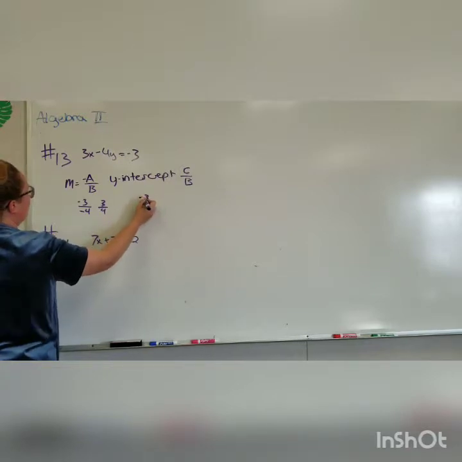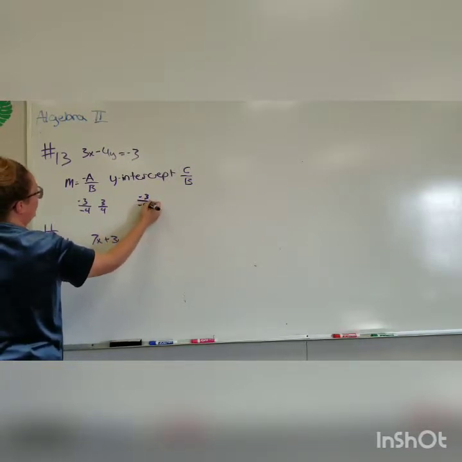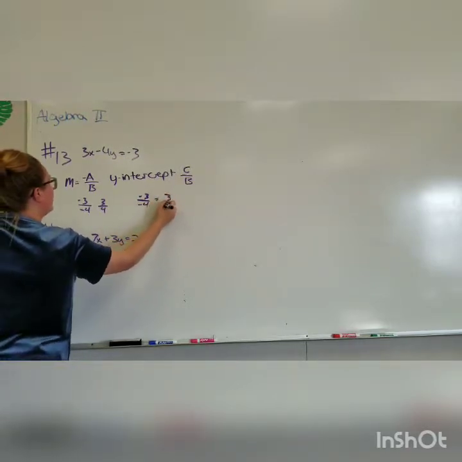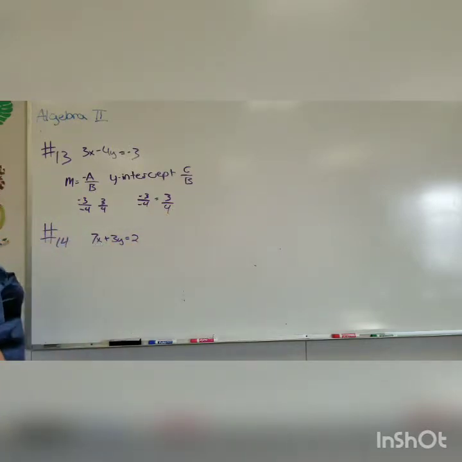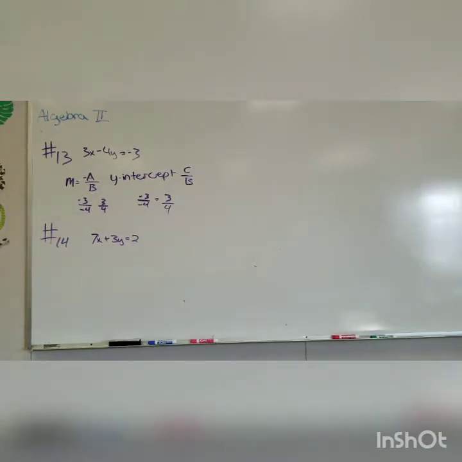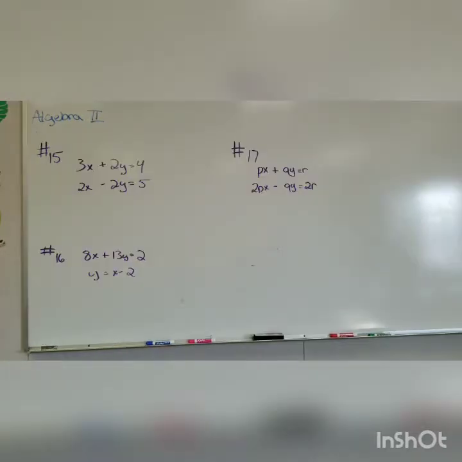c is negative 3 over, again, negative 4. So 3 over 4. They are both equal to 3 over 4. So the exact same thing for this problem. It's already in standard form. Just remember, put negative a over b for slope and c over b for the y-intercept.